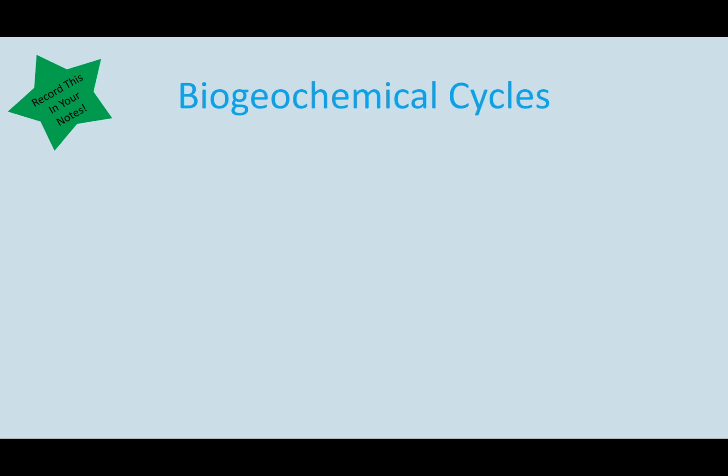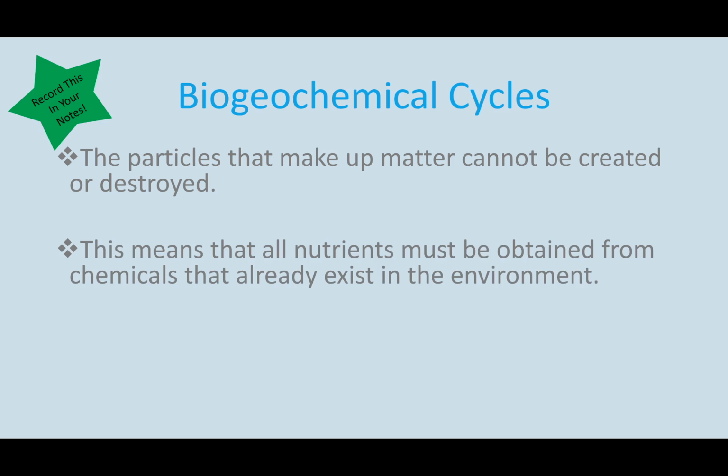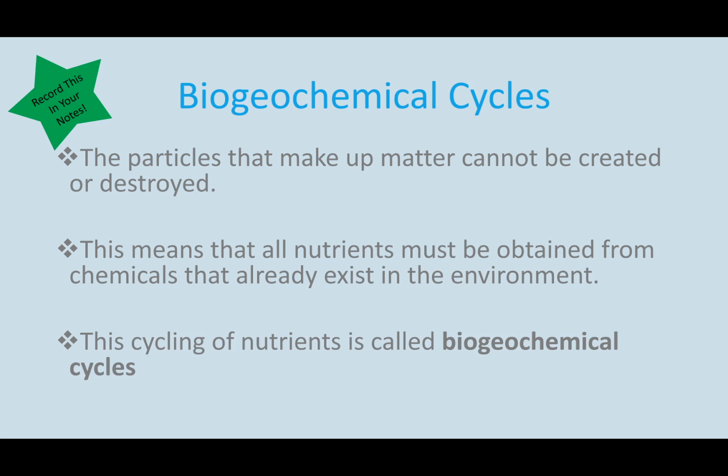So the biogeochemical cycles. Basically the idea is that particles that make up matter cannot be created or destroyed. Right? This is going back to the chemistry unit. This means that all nutrients must be obtained from chemicals that already exist in the environment. Because we cannot create anything new, everything that we use to keep our bodies going, everything that plants use, needs to be obtained from things that already exist.